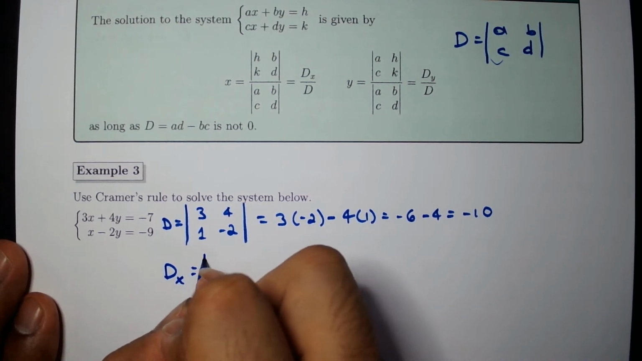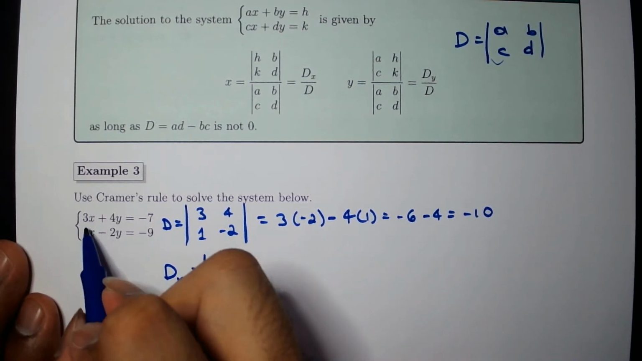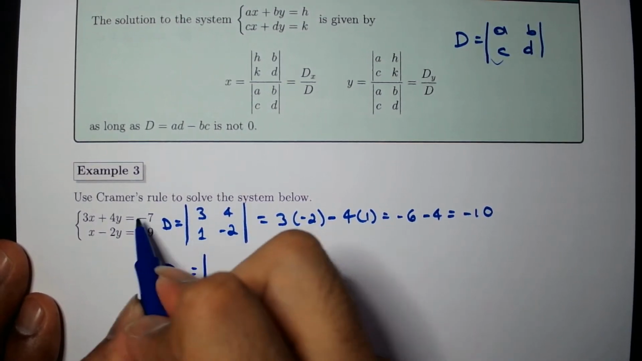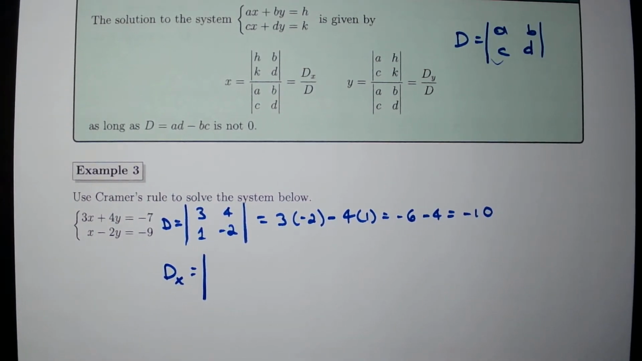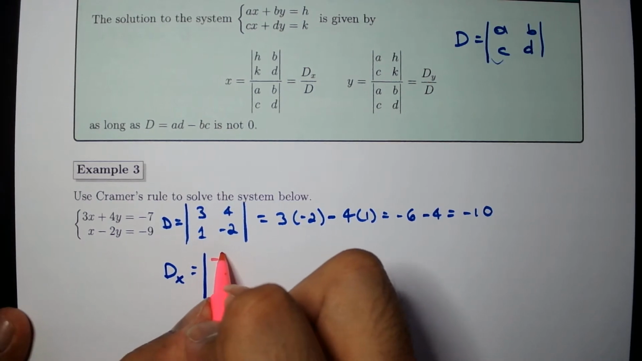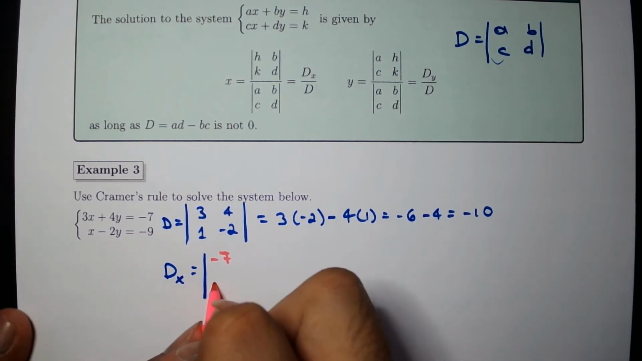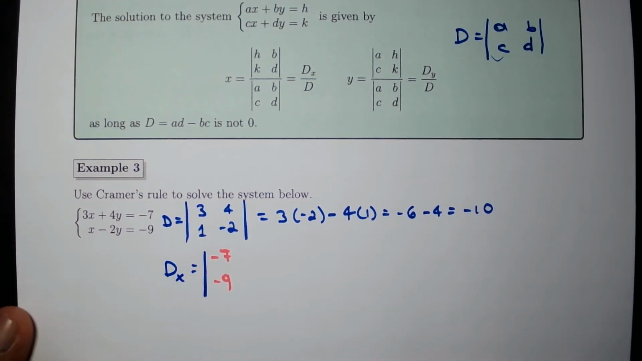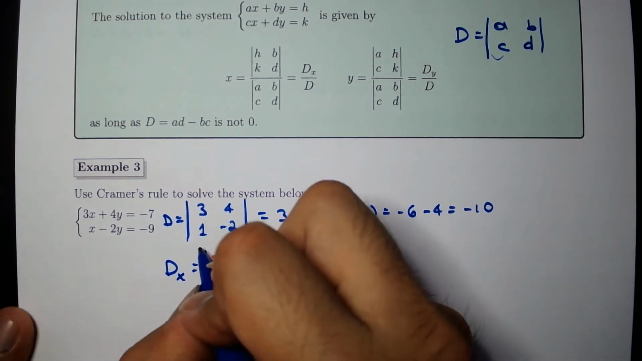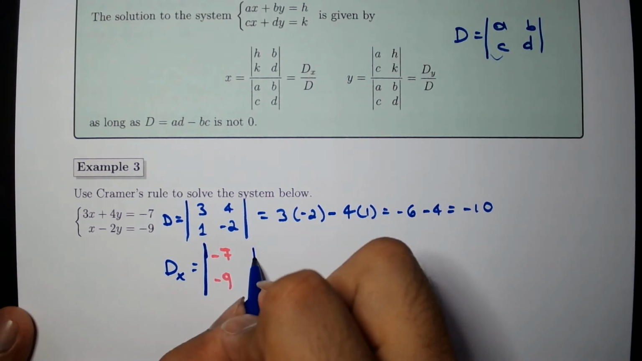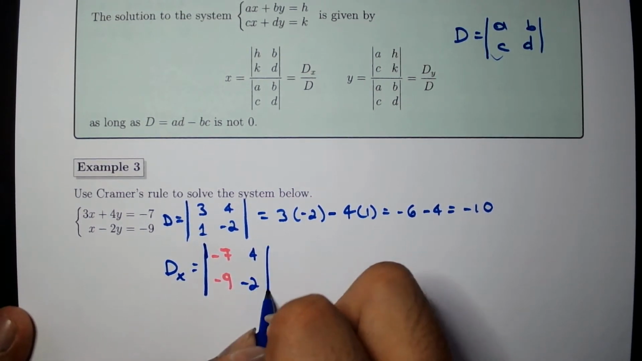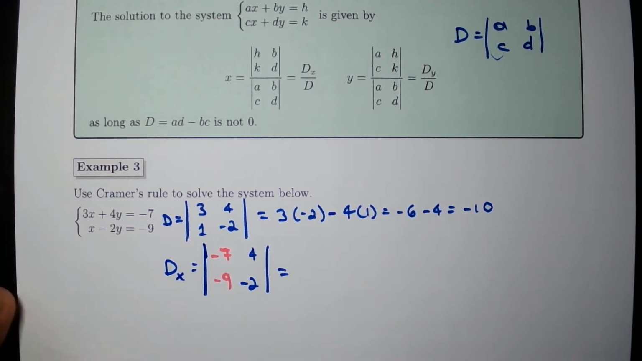So for dx, I'm going to replace the column of the x's with the constant terms. In fact, I'm going to use a different color just so you can see. I'm replacing negative 7 with negative 9. I guess it's more visual once we do an example rather than just going with the symbols above. For negative 2. And let's evaluate this determinant.